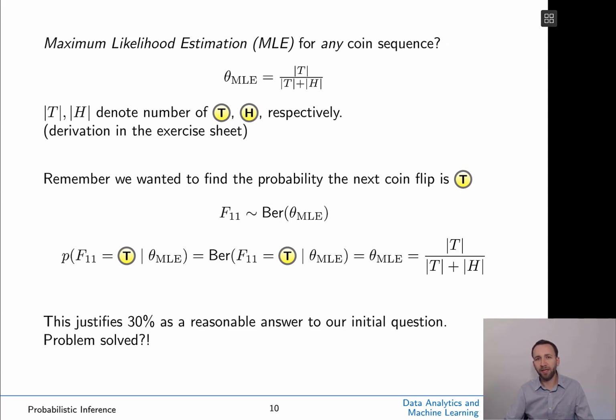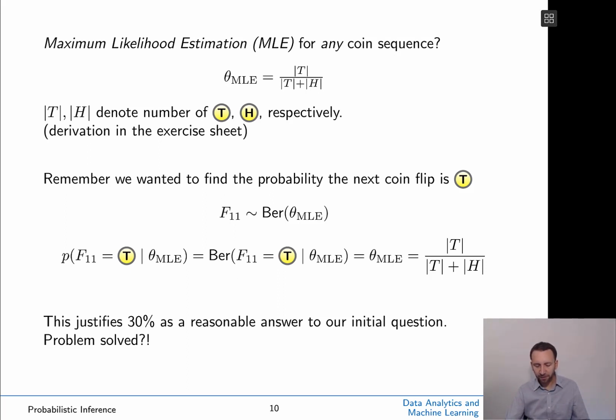Can we do this for a general sequence of observations? Of course, we can do this, and not surprisingly, quite intuitively, the maximum likelihood estimate for an arbitrary sequence of these coins would be t, the number of tails, divided by the overall number of observations we have made. Okay, so it's really just this ratio. This is for the Bernoulli variables. This is the maximum likelihood estimate.